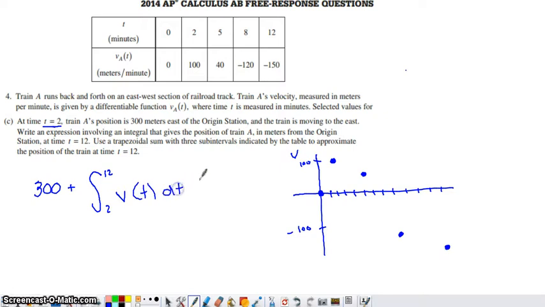is velocity. So if we could do this integral, and to have the notation be exactly like how it's presented in the table here, I'd have to integrate v sub a of t from 2 to 12 to figure out how much the position changes between this time, and then take into account where it started. It asks us to do a trapezoidal sum with 3 subintervals indicated by the data in the table to approximate the position at time t equals 12. And that's where we're going to do some drawing into the little graph that I've started over here already.